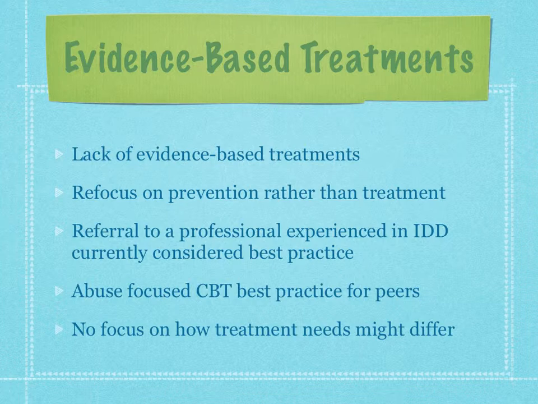There is a severe lack of evidence-based treatment for children with IDD who have been abused or neglected. This might result from the widespread movement to be more proactive rather than reactive, and to focus efforts on prevention of abuse and neglect rather than supporting a child following the maltreatment. The current accepted best practice appears to be referral to a professional who has experience working with children with IDD, though that can be difficult to come by.